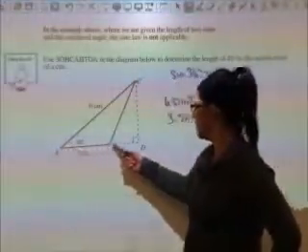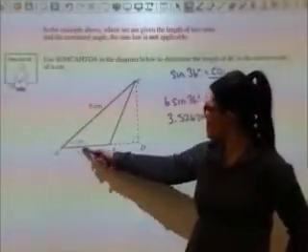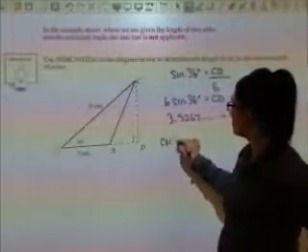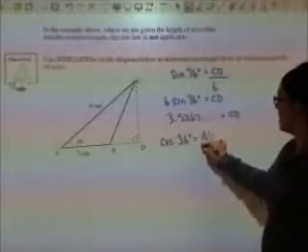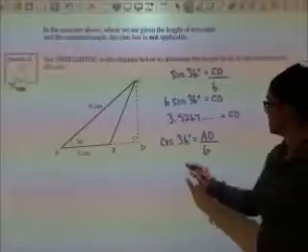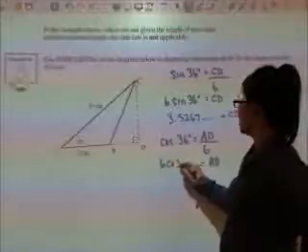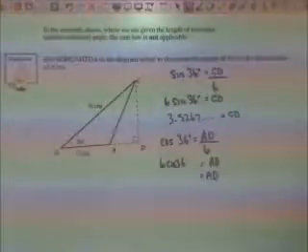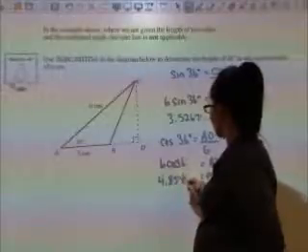Now, maybe I could find out the length of A to D, this one right here. Because if I have the angle and its hypotenuse, this is the adjacent side, so I can use cos. Cos of a 36-degree angle is the adjacent side, AD, over 6. So to get AD by itself, I get 6 times cos 36, which gives me 4.8541, on and on.